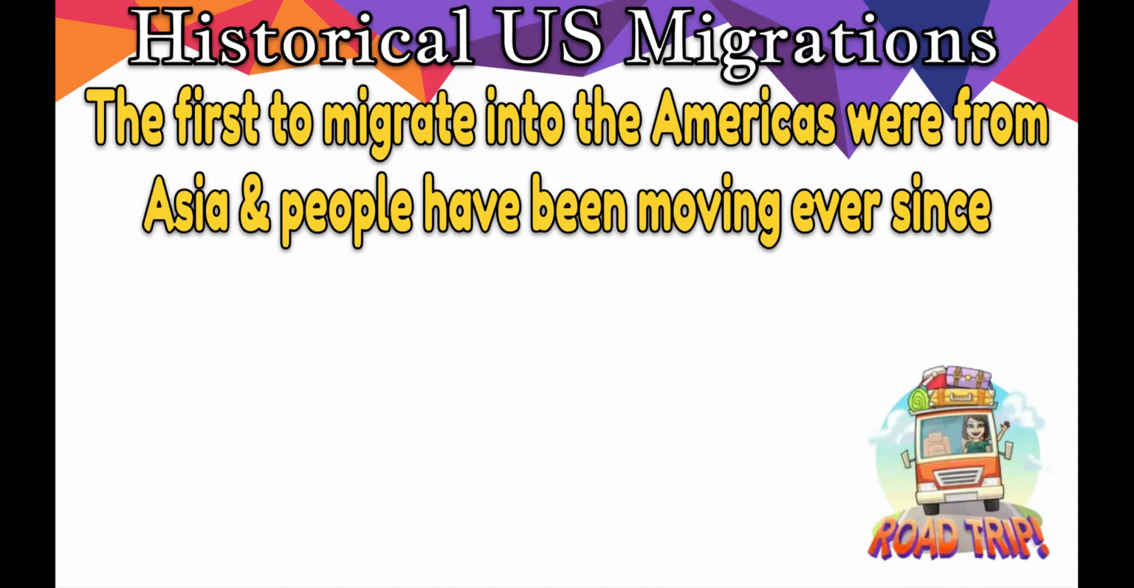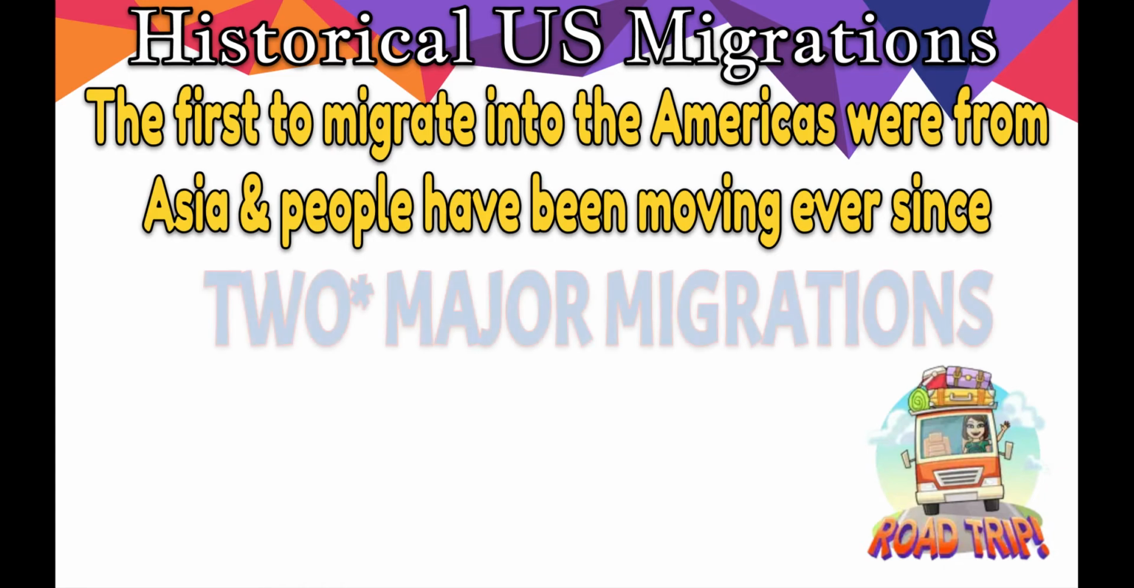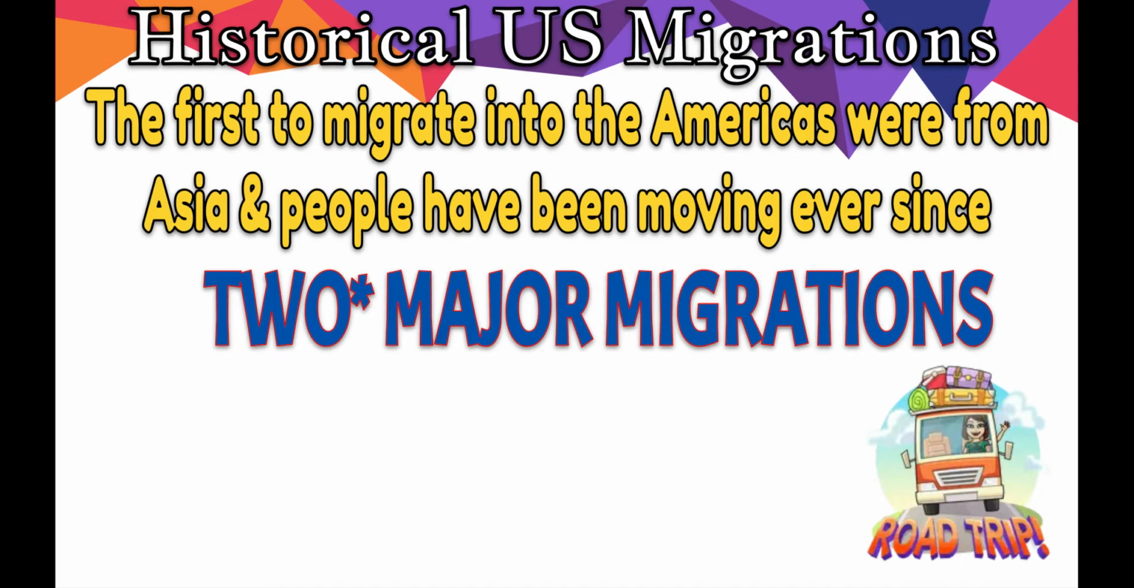Okay. All right. Historical U.S. migrations. So the first to migrate into the Americas were from Asia. We're going way, way back, guys, like Ice Age stuff. And people have been moving here ever since. What the College Board says I need to talk to you guys about is 2 major migrations, but I put an asterisk there because there have actually been 3. Guys, the first big major migration is the forced enslavement movement of the Africans. Okay, the diaspora from Africa, the forced migration. I wanted to make sure I mentioned that because we can't forget about that migration.